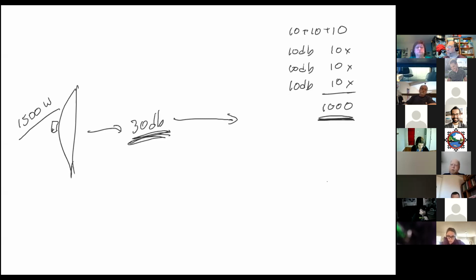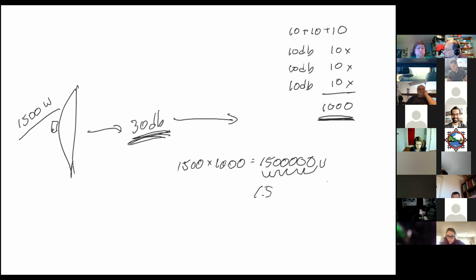We get 1,000 times coming out forward, right? Which we already said. Everyone agrees with that. So what is 1,500 times 1,000? 1,500,000. We go 1, 2, 3, 4, 5, 6: 1.5 megawatts of effective forward power.